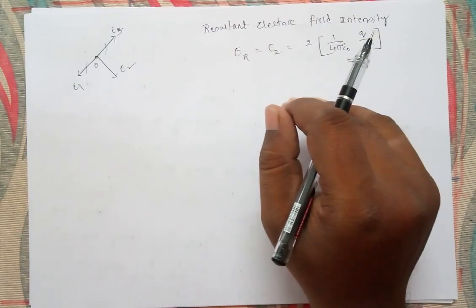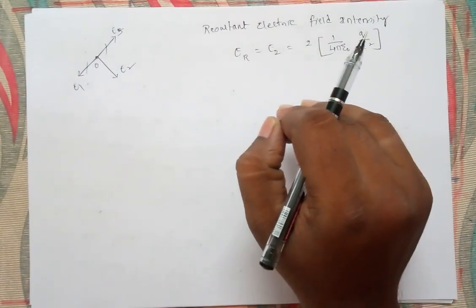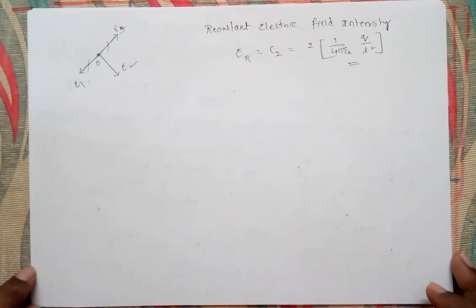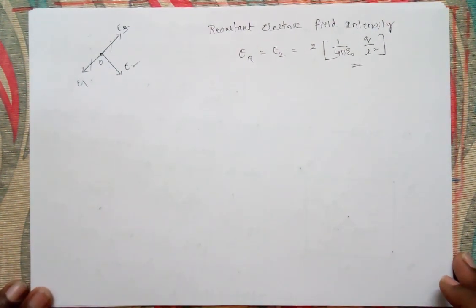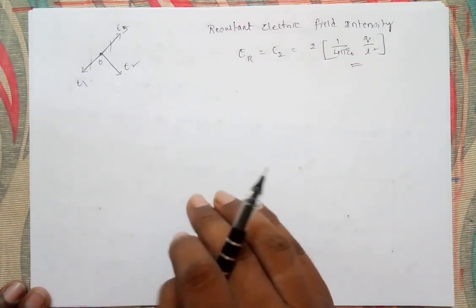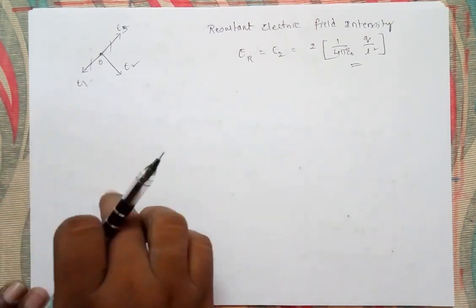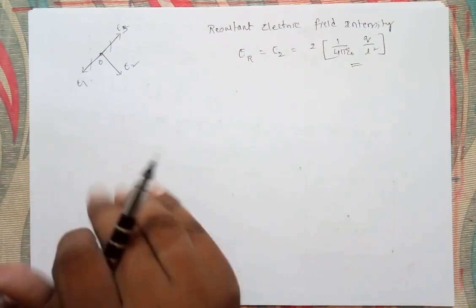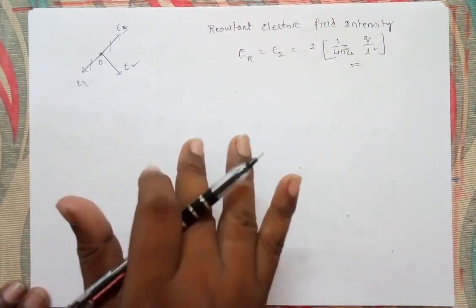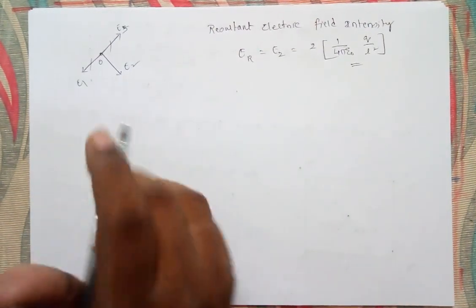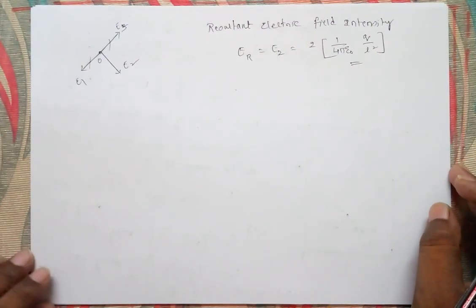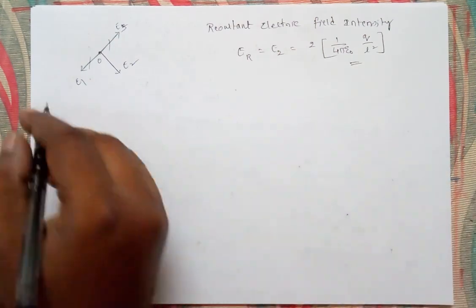Suppose one of the charges is negative, what will be the resultant? We can find it out. Let us see a similar case. We took 3 corners with like charges Q, but if any one of the charges is negative, how is the result going to change? That we will be discussing.